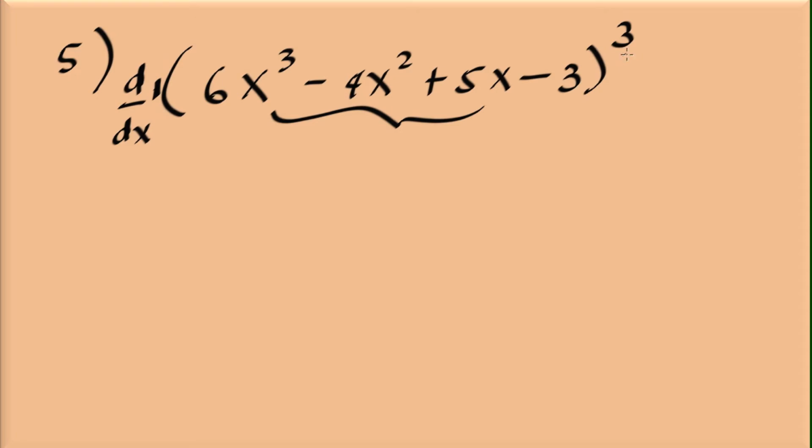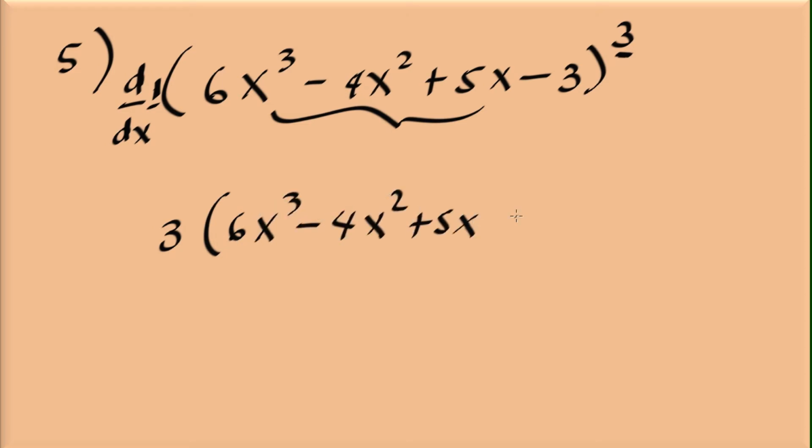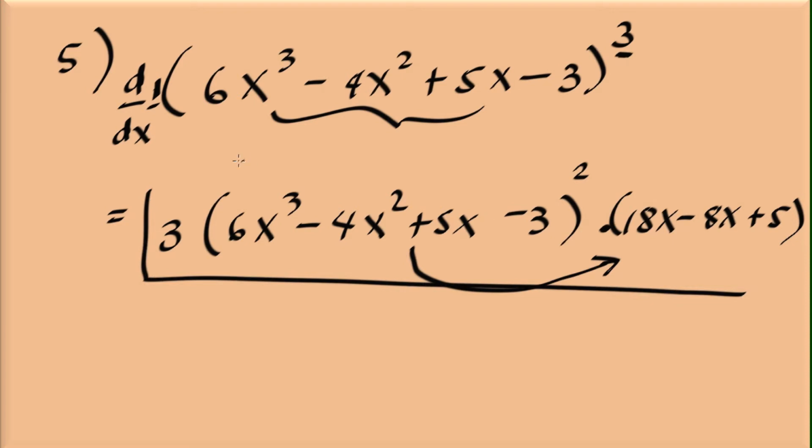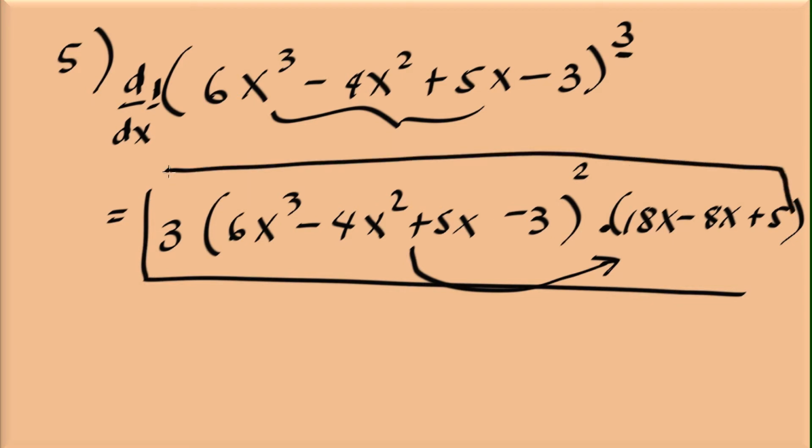So what we do using power rule is multiply this 3 and 1. So it's 3. And then 6x cubed minus 4x squared plus 5x minus 3, and raise it to the 2nd power, and then multiply everything by what? By the derivative of this polynomial, which is 18x minus 8x plus 5, okay? And that's it. That's the derivative using the chain rule.